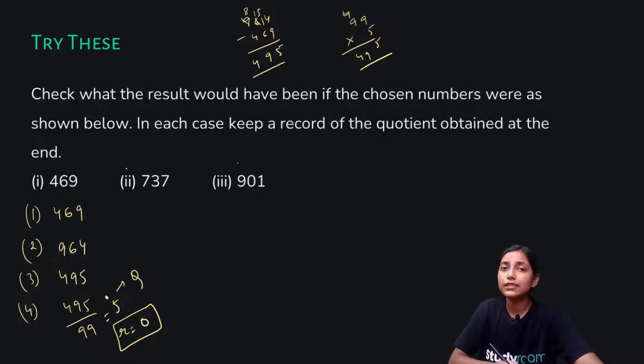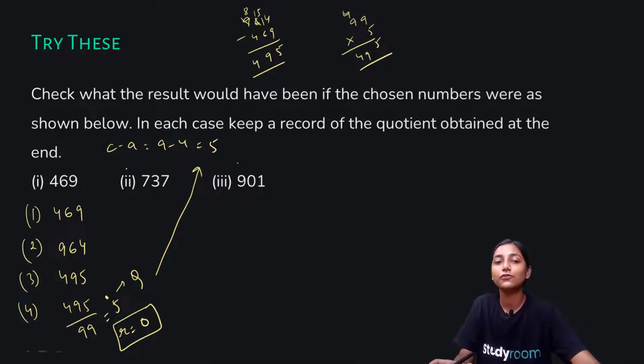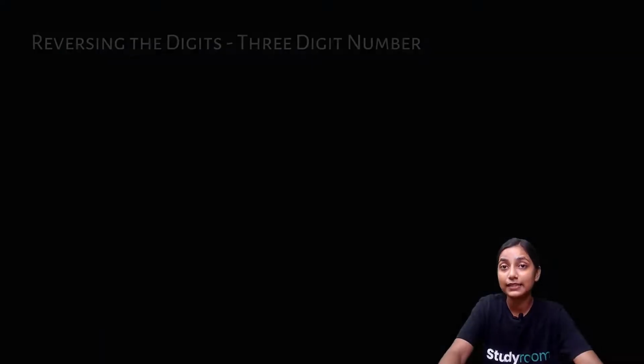So my number was 469. Here C is greater than A, so my quotient should be C minus A, that is 9 minus 4, that is 5, and yes, my quotient was 5. So yes, in such cases when you follow all these 4 steps, your remainder will be 0, and your quotient will be C minus A or A minus C, depending on which digit is larger.